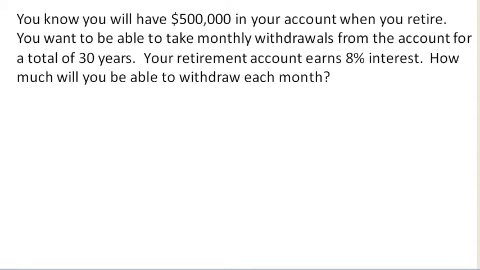So you know you will have $500,000 in your account when you retire. You want to be able to take monthly withdrawals from the account for a total of 30 years, and your retirement account earns 8% interest. How much will you be able to withdraw each month?